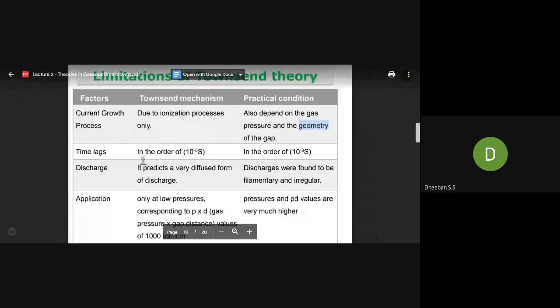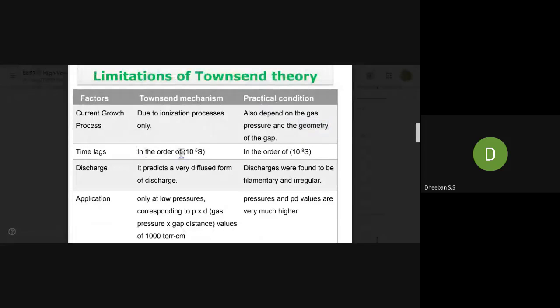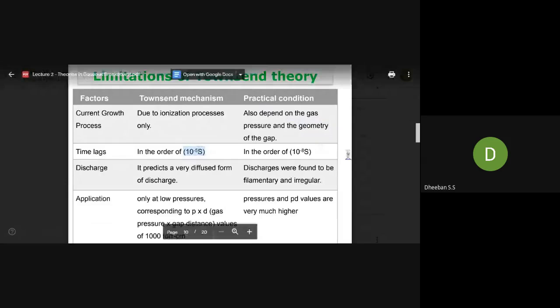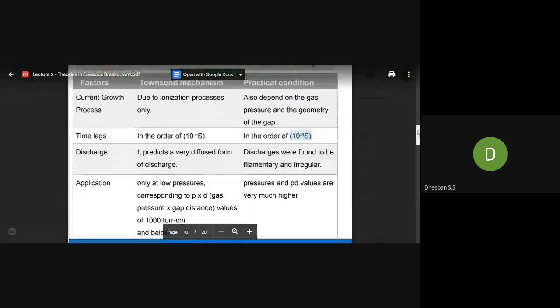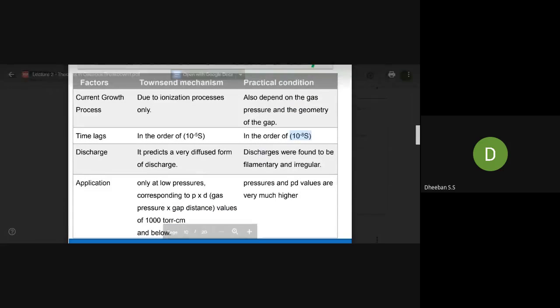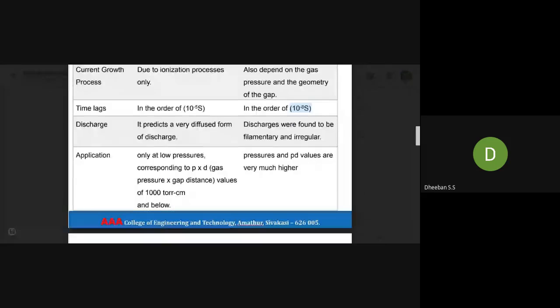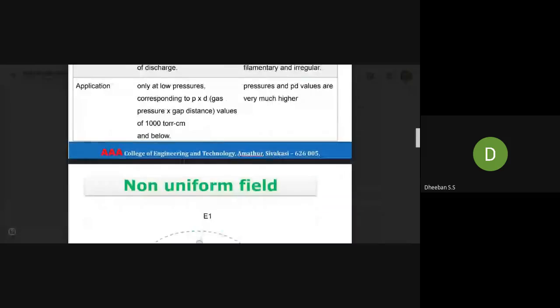Next is the time lag. In general, your time lag will be of the order of 10 power minus 5 seconds, but in practical conditions it will be 10 power minus 8 seconds. Next is the discharge. The theory predicts a very diffuse form of discharge, but in practical conditions the discharge will be irregular. Next they have given the application, just see through it. Next we'll be moving to the non-uniform field.